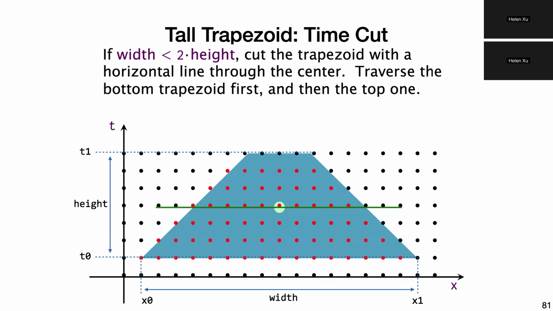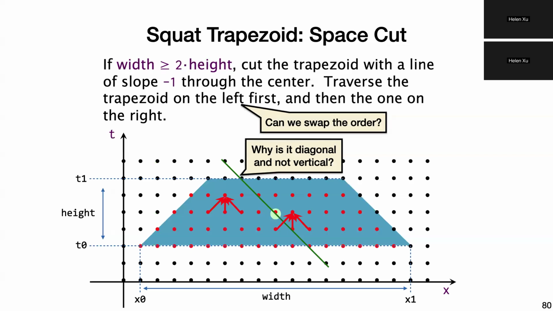So that is space, which is that you cut in the diagonal. Then the other one is time. If time is taller than space, then we cut just horizontally through the middle. Then we compute the bottom first and then the top, because the top has dependencies on stuff in the bottom, but not vice versa. It is easy to cut the horizontal line through the center. So we compute all the points in the trapezoid first, and then using that, we can compute all the points in the parallelogram.